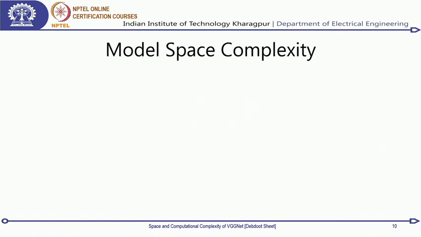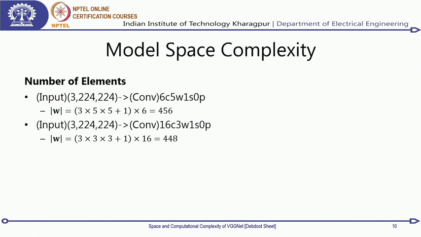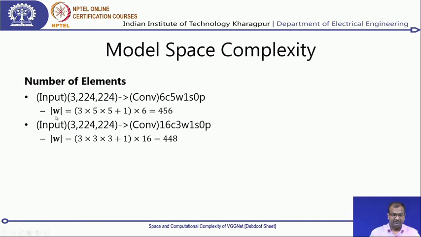Okay. Now, let us get into the model complexity estimation. I will take these two very standard examples. In one of them, I have a 224 cross 224 cross 3 channel input going into a convolution with 6 convolutional kernels, 6 channels, each of 5 cross 5, with a stride of 1 and a padding of 0. This is what I described in the earlier case.